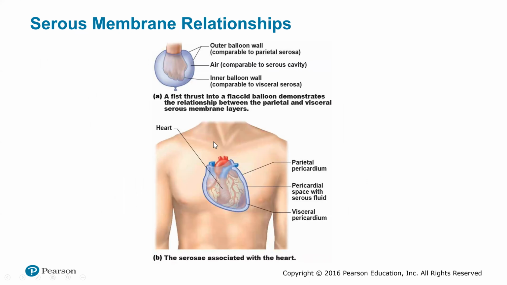So here's our serous membrane relationship. It gives you an analogy of serous membrane. For example, if you put your fist inside a balloon, inside a flaccid balloon, you will see that your fist will be covered by a wall of the balloon. It will be the internal balloon wall, and then you will have a cavity, and then you will have the external balloon wall. So the same, your organs are covered by visceral serosa, then we have a cavity, and then parietal serosa.